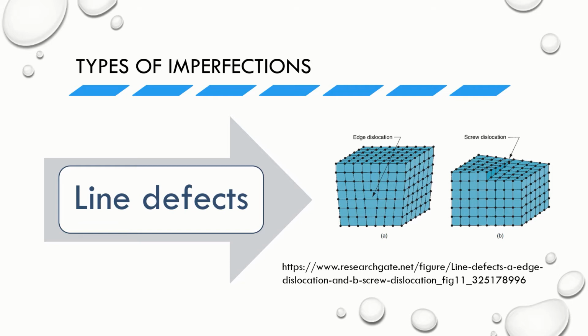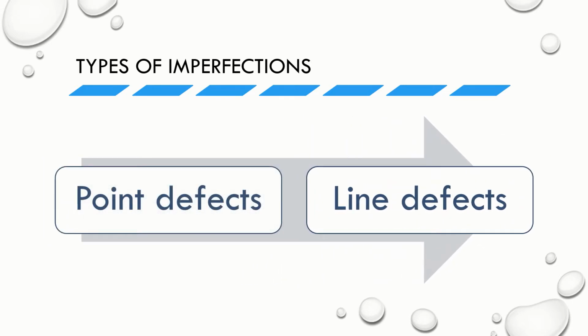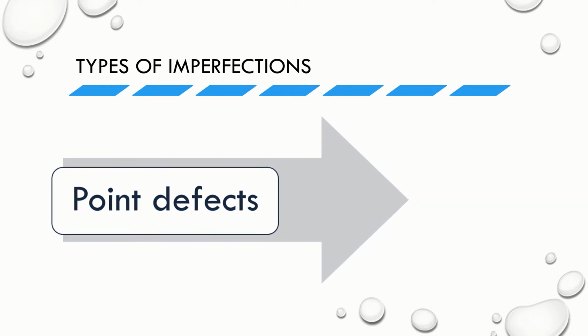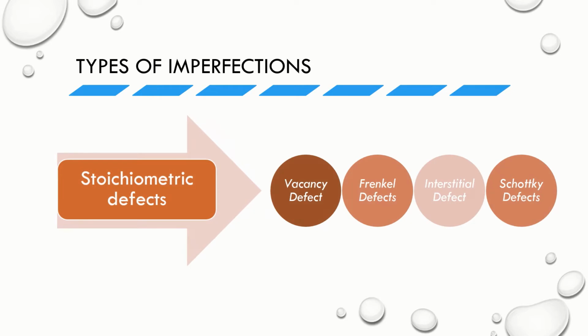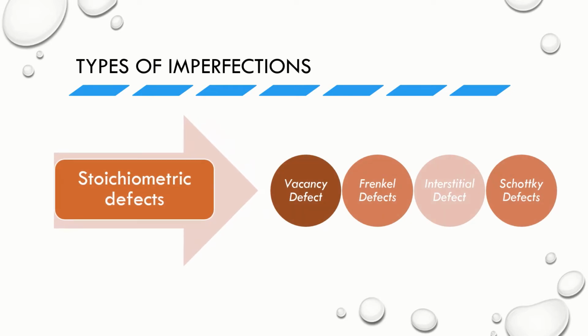We shall discuss mainly point defects. Point defects in a crystal may be classified into the following three types. We have stoichiometric defects, non-stoichiometric defects, and impurity defects. Now, in stoichiometric defects, if the imperfections in the crystal are such that the ratio between the cations and anions remains the same as represented by the molecular formula, which in other words means that the stoichiometry of the solid is not disturbed, the defects are called stoichiometric defects.